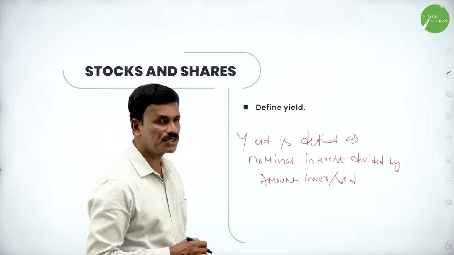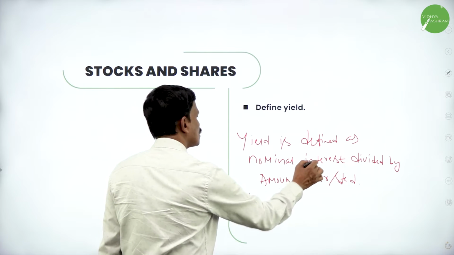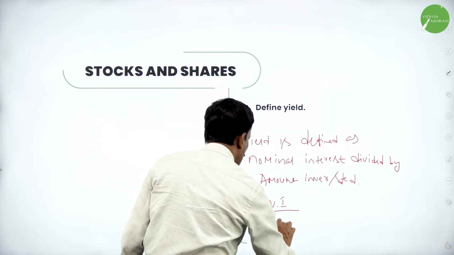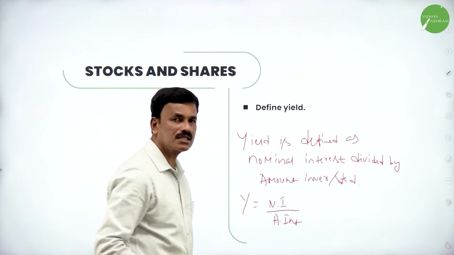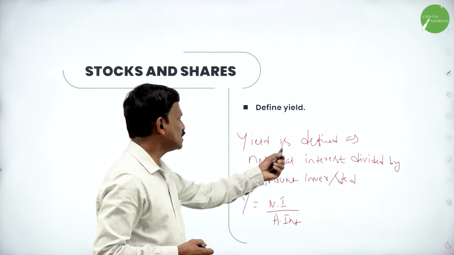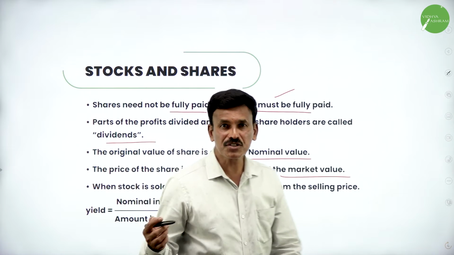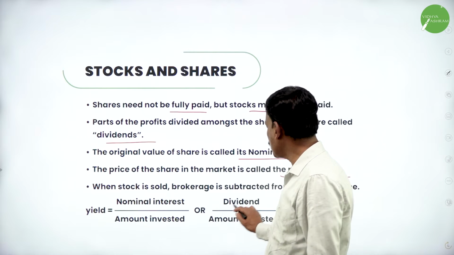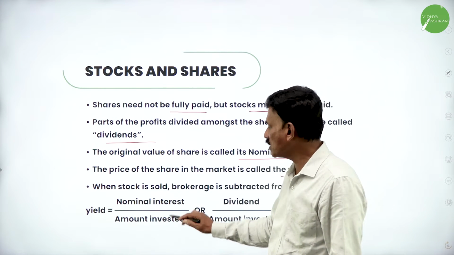Right, amount invested. So yield is nothing but nominal interest divided by the amount invested. That's it. This is how we are going to calculate the yield. So the nominal interest divided by the amount invested is called a yield. So yield can also be defined as nominal interest divided by amount invested, or dividend divided by amount invested is also a definition for the yield.